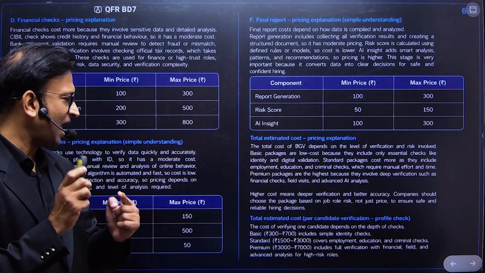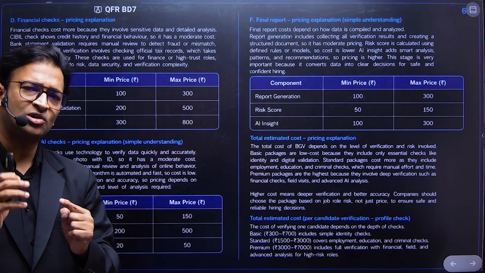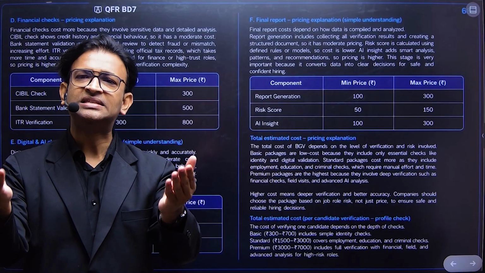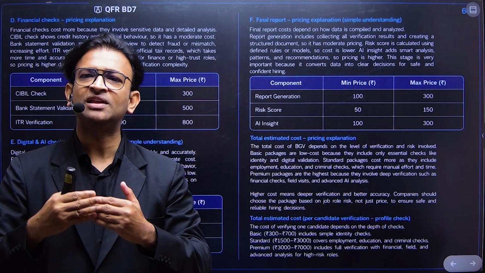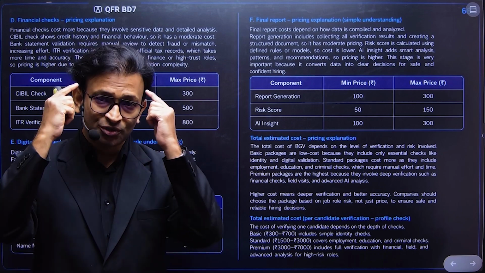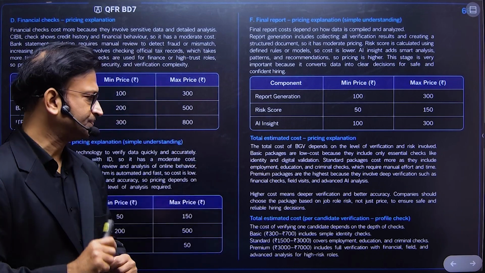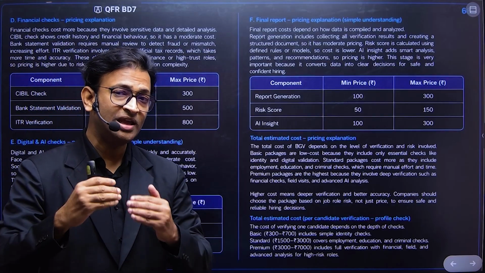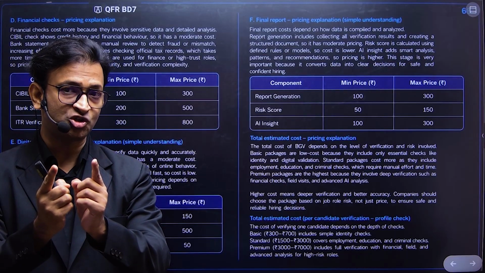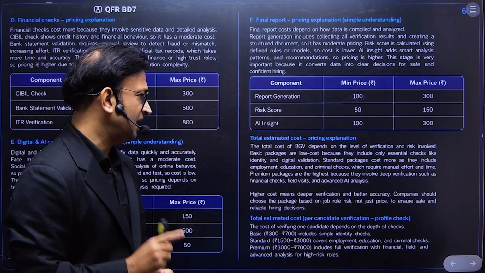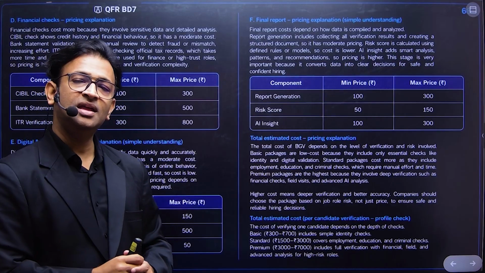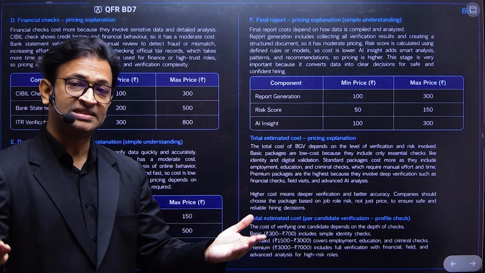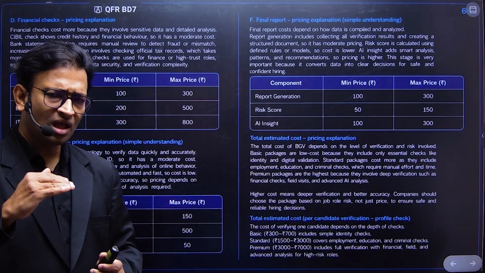Now, let us look at the total estimated cost average in numbers so that you get a final idea of the pricing which is involved in different verification processes to have a better idea. Now, the total estimated cost per candidate, let me reiterate that it's not based on a group verification, per candidate, is basic in the range of 300 to 700, which includes simple identity checks.